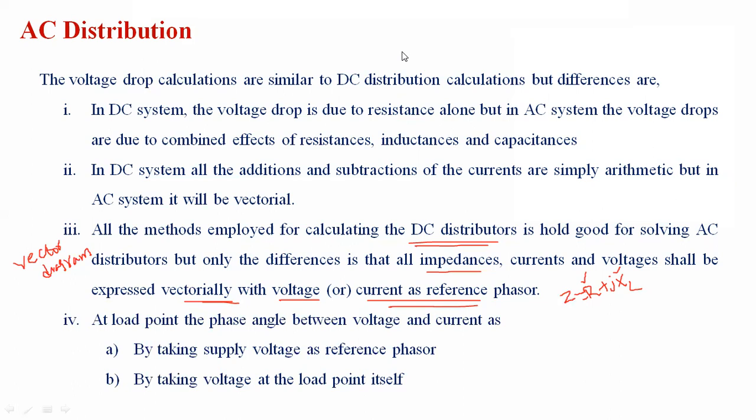It is more or less similar to the DC distribution system, but in the DC distribution system, the voltage drop is affected only by the resistance, while in the AC distribution system, the effect is due to the combination of resistance, inductance, as well as capacitance. In the DC system, the operations used are addition and subtraction, but in the AC system they use the vectorial method. Compared to the DC system, the calculation of the current in the AC system is good, because here impedances, voltage and current are handled with the help of the vectorial method, that is the phasor diagram or vector diagram.